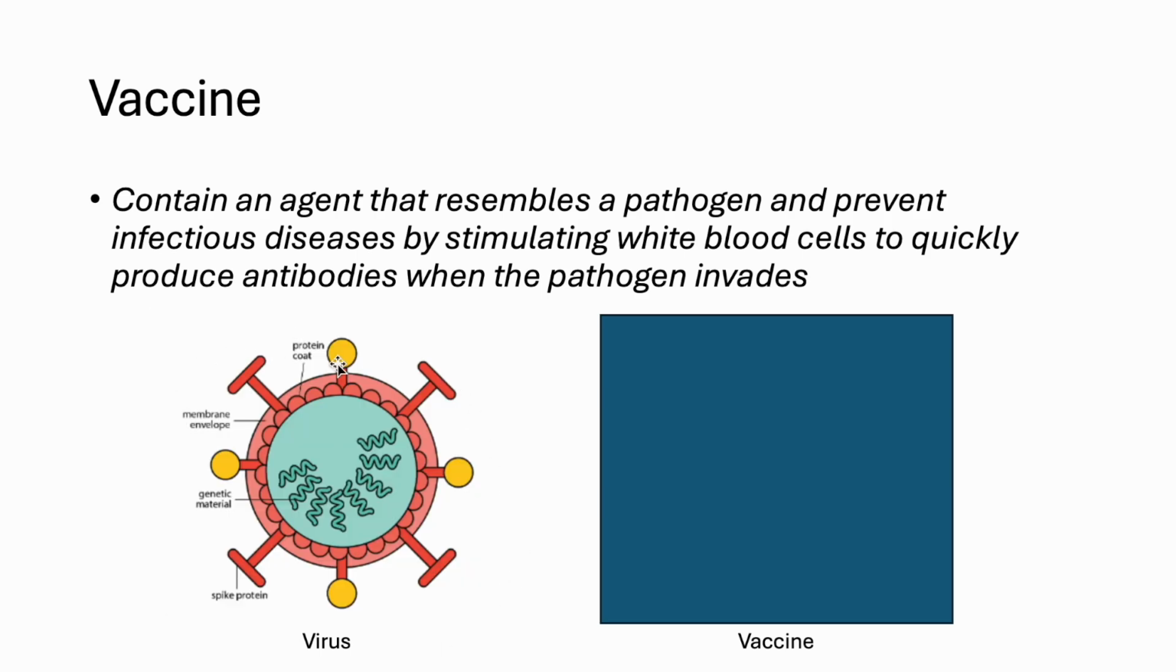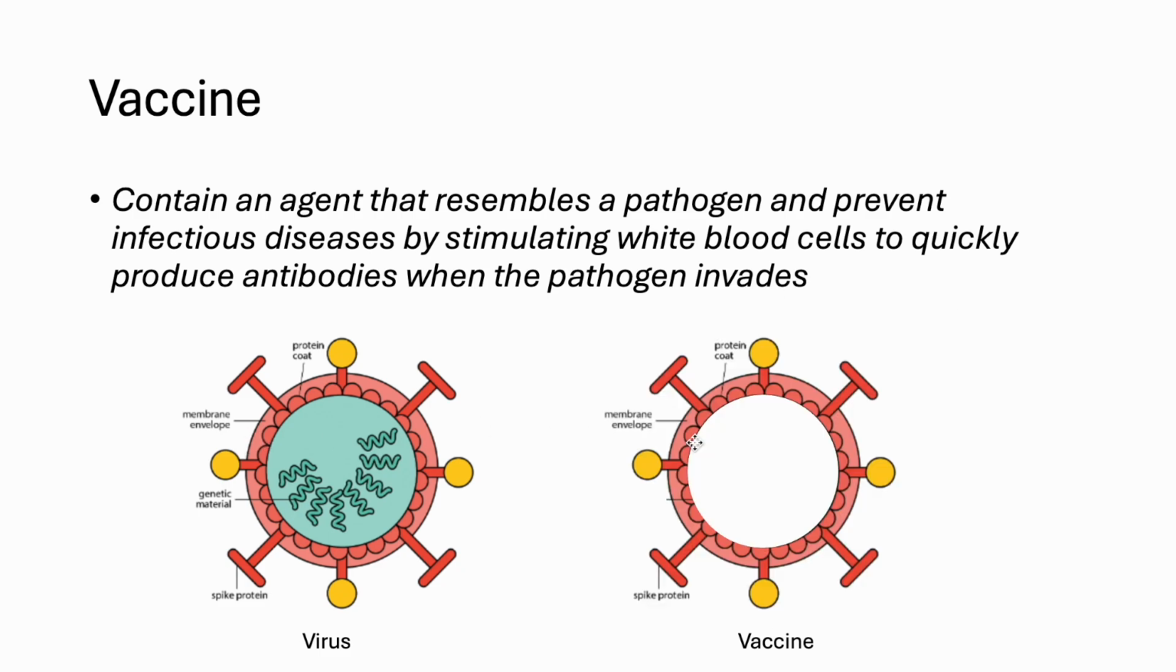So a normal virus like the influenza looks like this. It has its genetic material inside ready to cause all the damage in your body, and then the vaccine will look like that.